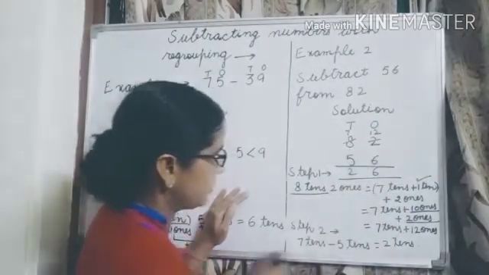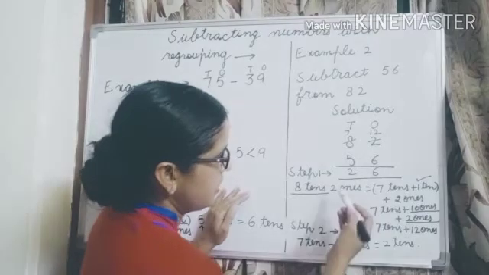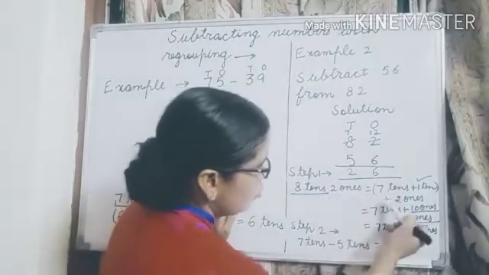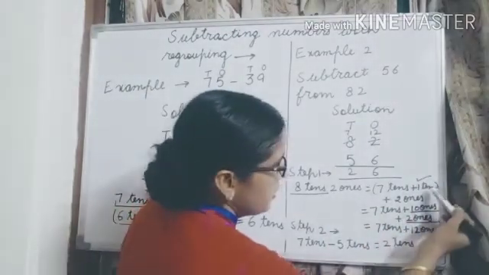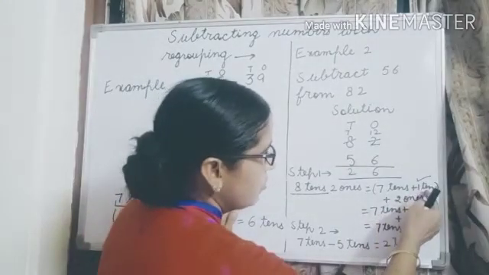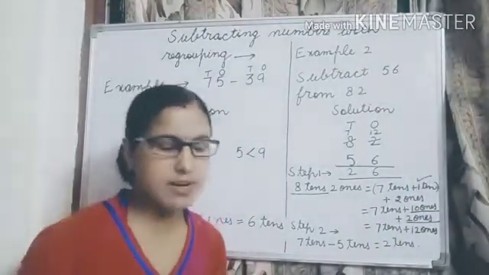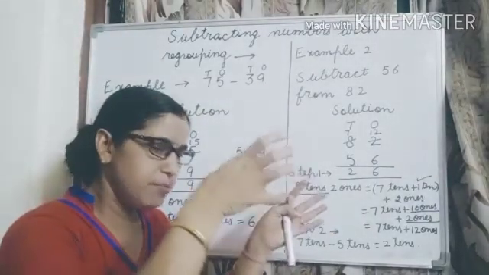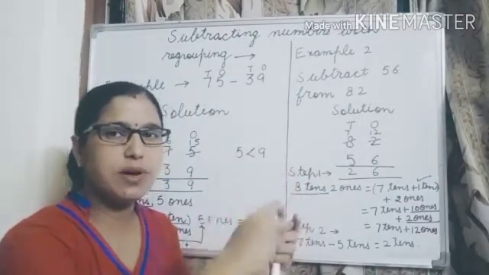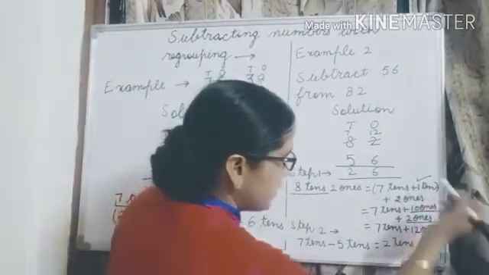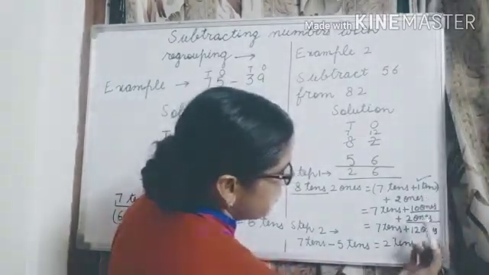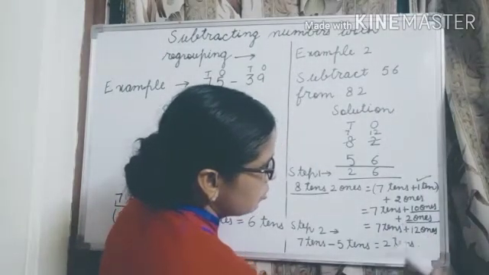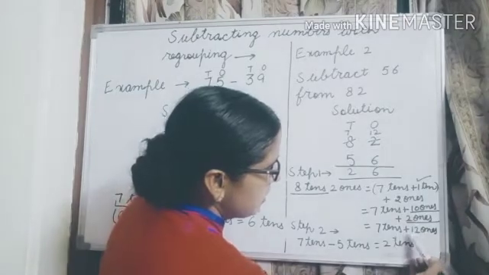Then how will this 8 give a borrow to this 2? This is step number 1. 8 tens, 2 ones. 8 tens will be converted to 7 tens plus 1 ten, and this is 2 ones. Now this 1 ten will be converted into 10 ones, as we did in chapter 1 when we combined 10 single things and made one bundle, it became 1 ten. Then this 1 ten will be converted into 10 ones. Now you can see this is 10 ones and this is 2 ones, so 10 ones plus 2 ones is 12 ones.